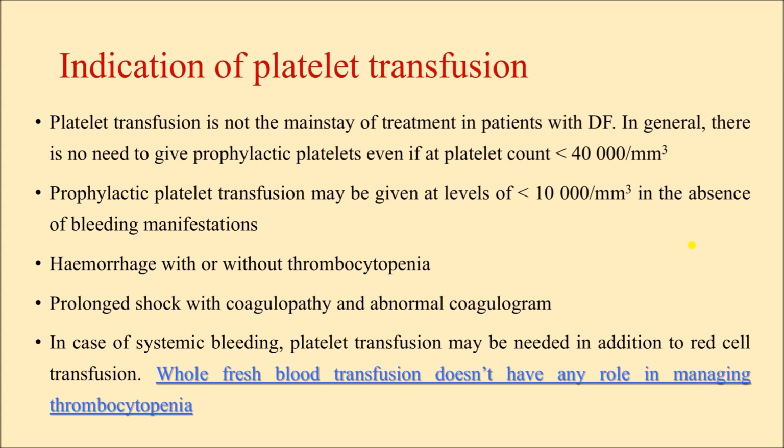So just to summarize again, if the platelet count is less than 10,000, it does not matter whether there is any hemorrhagic manifestation or not, the person still needs platelet transfusion. Also, if there is any hemorrhagic manifestation, irrespective of the platelet count, the person needs platelet transfusion. Along with that, if there is prolonged shock with coagulopathy and abnormal coagulogram, so the prothrombin time, APTT, CT, BT, we have to look for those, and in that case, the patient may need platelet transfusion. In case of systemic bleeding, platelet transfusion may be needed in addition to red cell transfusion.